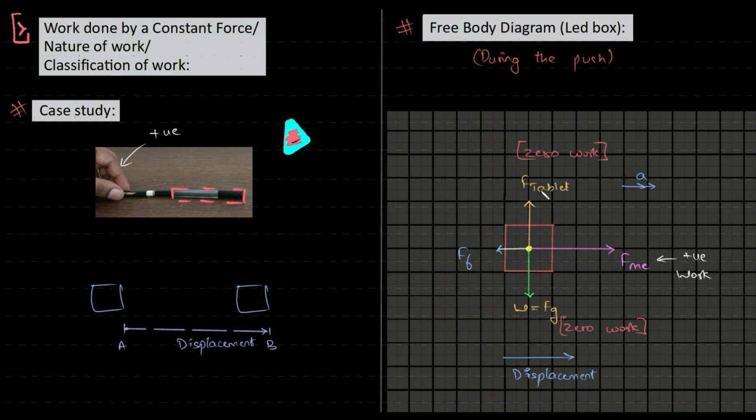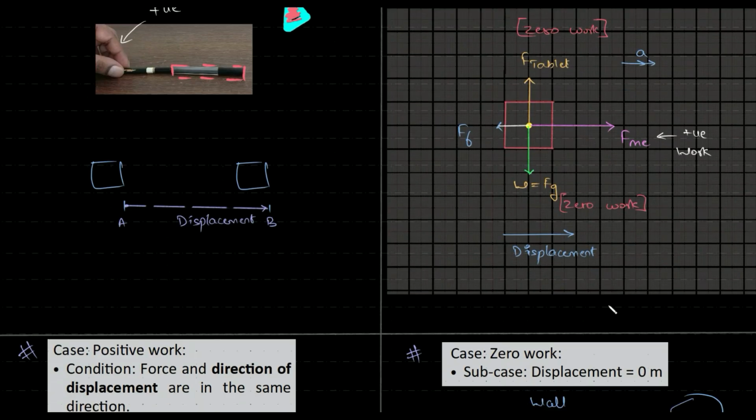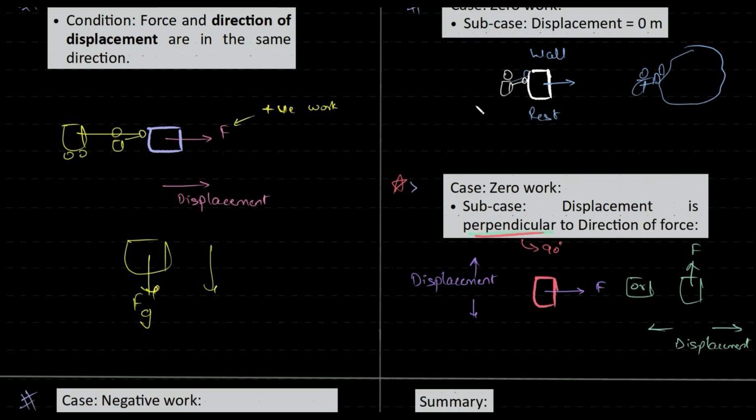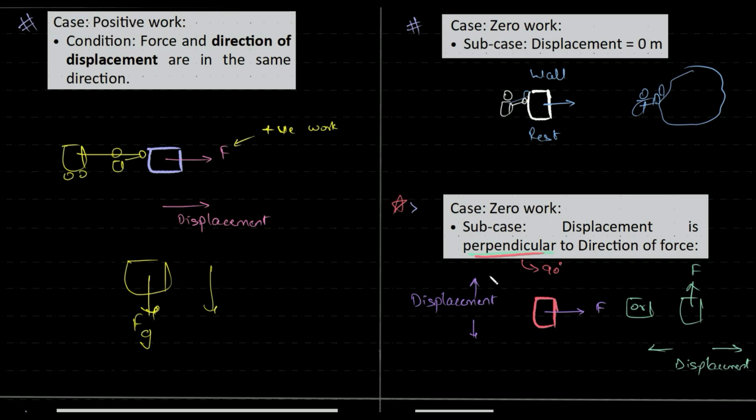So force of gravity and the normal force by the table have no contribution. That's why they have 0 work being done by them. Okay guys, so 0 work is done by any force that is perpendicular to the displacement. Keep this in mind. This is the only case which is tough. Everything else is quite simple, right? So all of the examples you guys need to write.